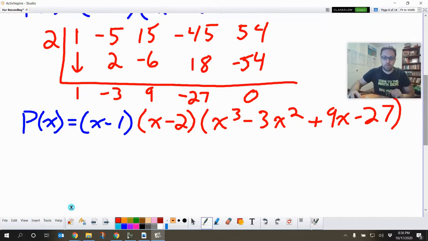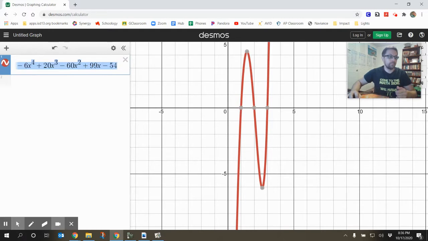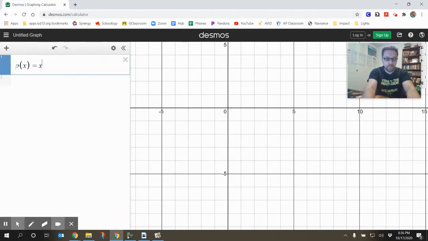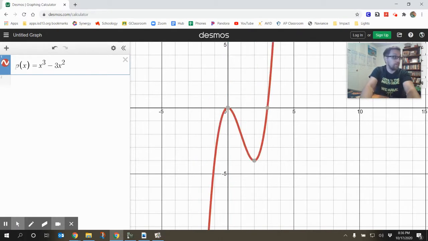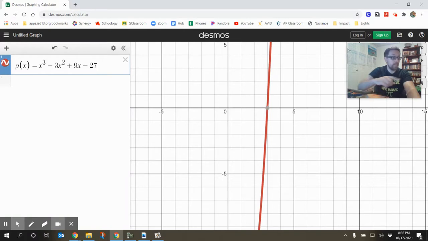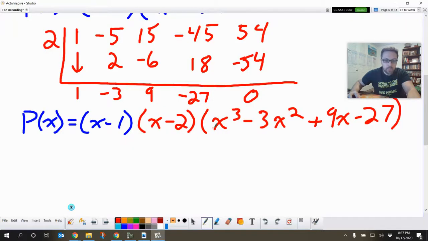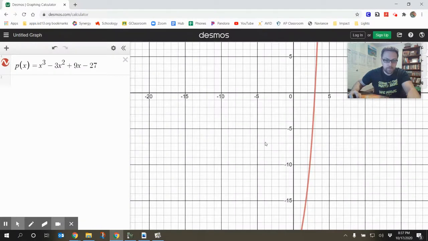Now that I have something that's a little bit more manageable and it's going to behave itself a little bit better, let's take a look at what that thing looks like. So now we have x cubed minus 3x squared plus 9x minus 27. I'm just copying this off my key, and I want to compare it to that.